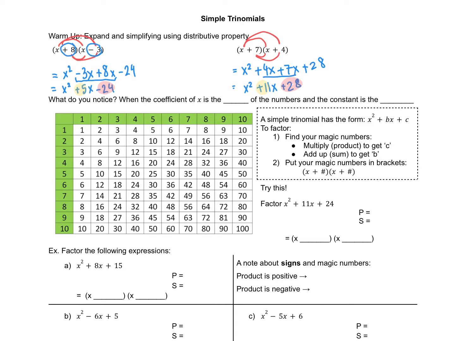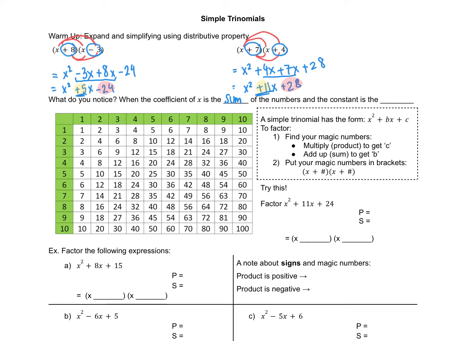If I add up 8 and -3, I get the positive 5. Let's look at the other one. I had positive 7 and positive 4. When I add them up, I get 11. So if I add up the numbers in the brackets, we get the coefficient of x. So the coefficient of x is the sum of the numbers, so sum meaning addition.